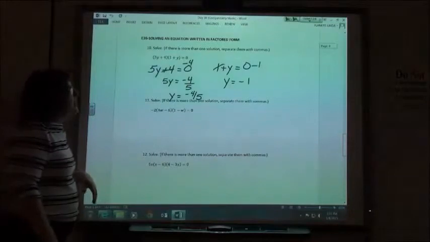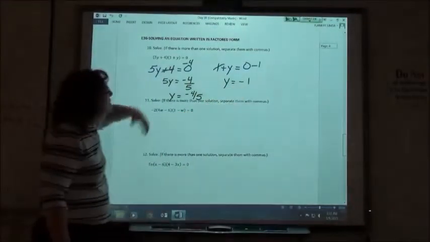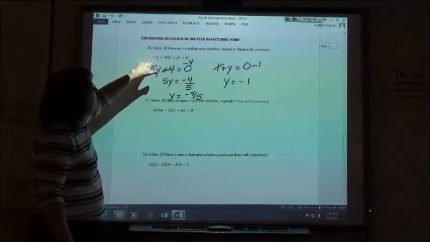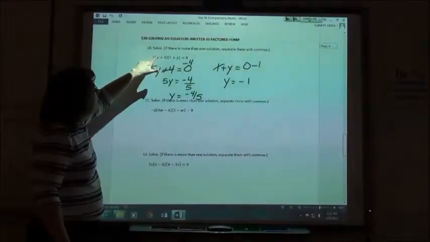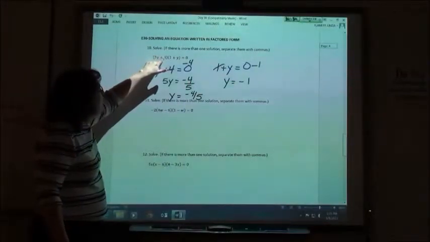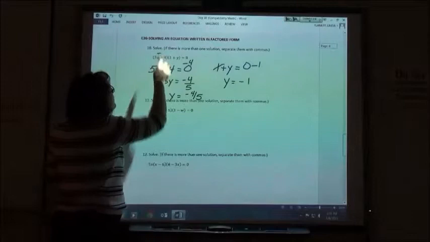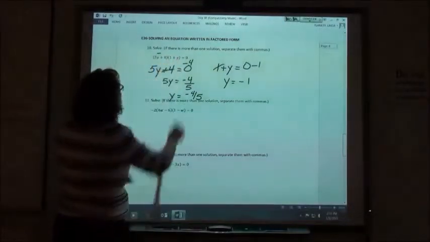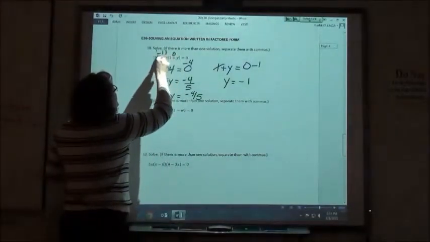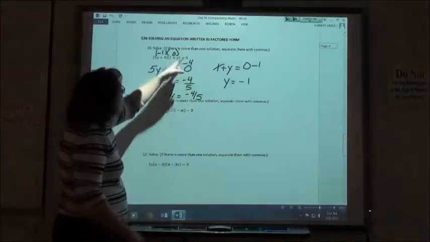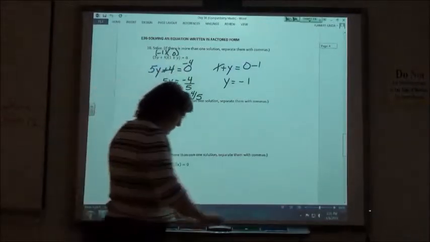Just because checking with this one's easier, look at it this way. 5 times negative 1 is negative 5. Negative 5 plus 4 is negative 1. 1 plus a negative 1 is 0. If I take negative 1 times 0, guess what I get? I get 0.